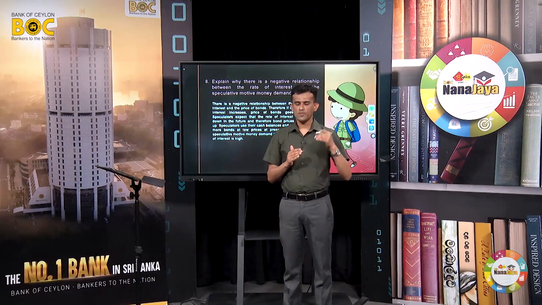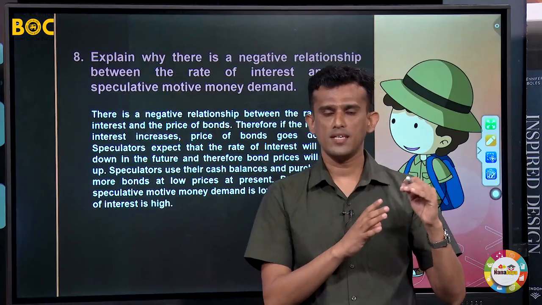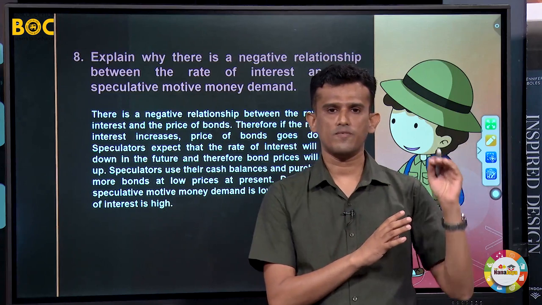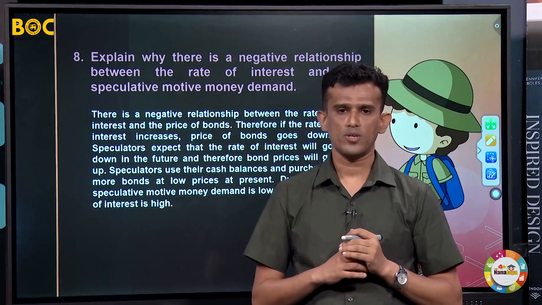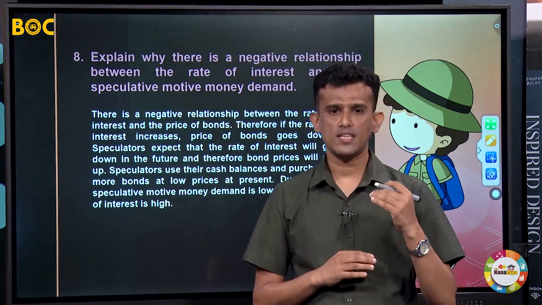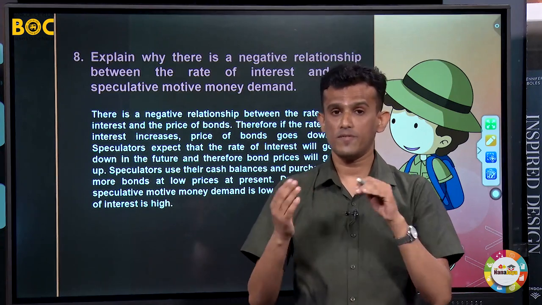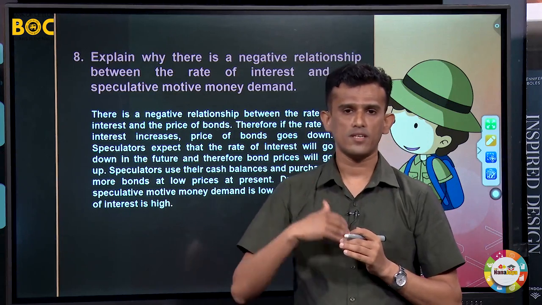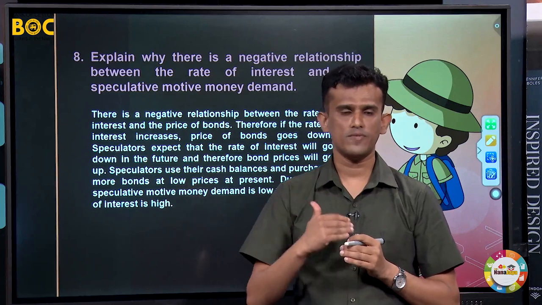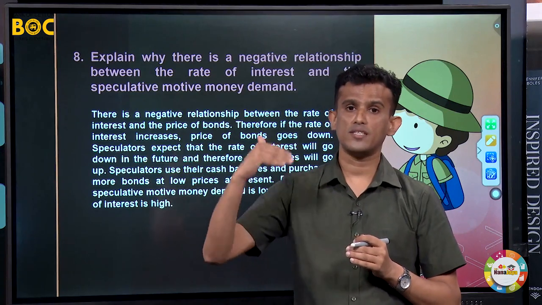So if the current rate of interest is high in the economy, the bond prices of the economy will be low. We learned that there is a negative relationship between the rate of interest and the price of bonds. So the speculators will think that in the future, the rate of interest should go down. Why? The current interest is high now. The interest rates of the economy should go down in the future, and therefore the bond prices should go up.